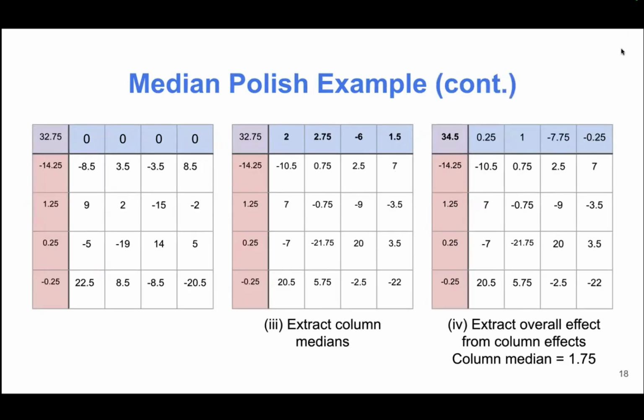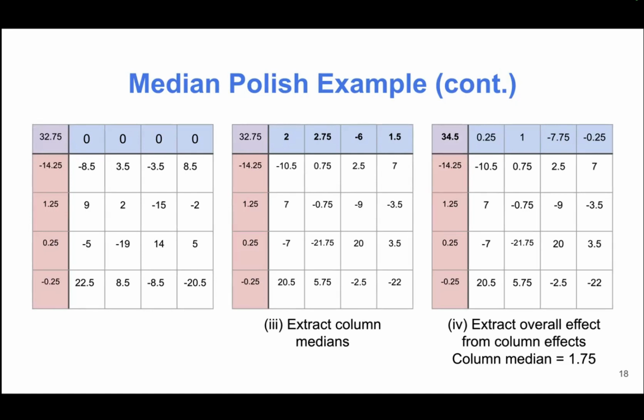Now, starting from that matrix that we just did, our next step is to do the same thing along our columns. So we'll find and subtract those medians and add them to our column effects. And then we'll look at the median of our column effects, subtract that from each column effect, and add it to our overall effect. So in this case, that effect is 1.75. So we'll subtract that from each of our column effects, and that will be incorporated into our overall effect.